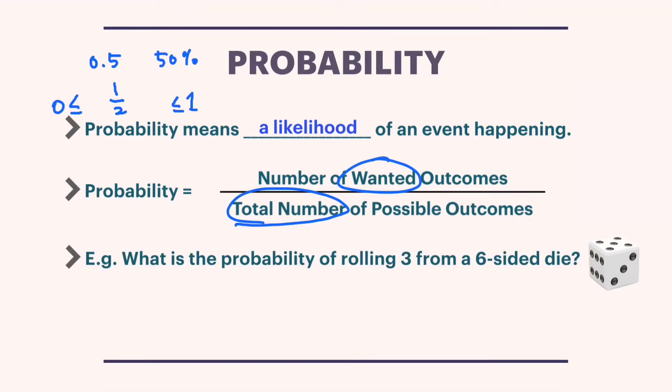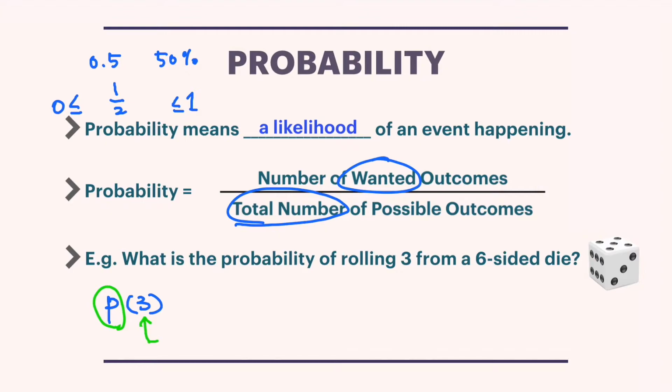Here we have a die, and the question asks, what is the probability of rolling 3 from a 6-sided die? We would express this as P bracket 3. P represents probability, and 3 represents what we want. So what is the probability of rolling 3 from a 6-sided die?